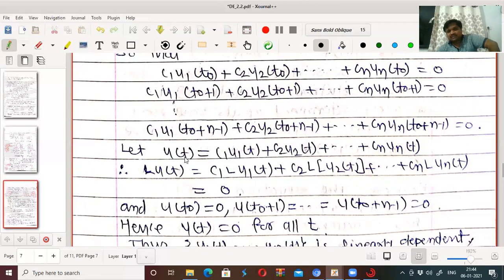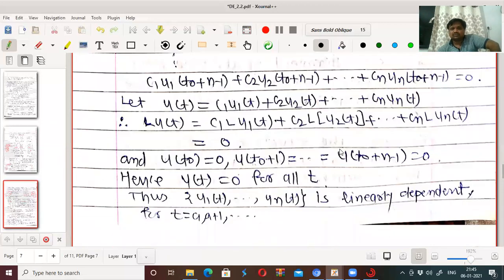So if I replace t by t0, t by t0 plus 1, t by t0 plus 2 up to t by t0 plus n minus 1, everything is going to 0. Because c1 u1(t0) plus c2 u2(t0) up to cn un(t0), it is 0. So everything is going to 0. That is, u(t) equal to 0. So hence u(t) equal to 0 for all values of t.